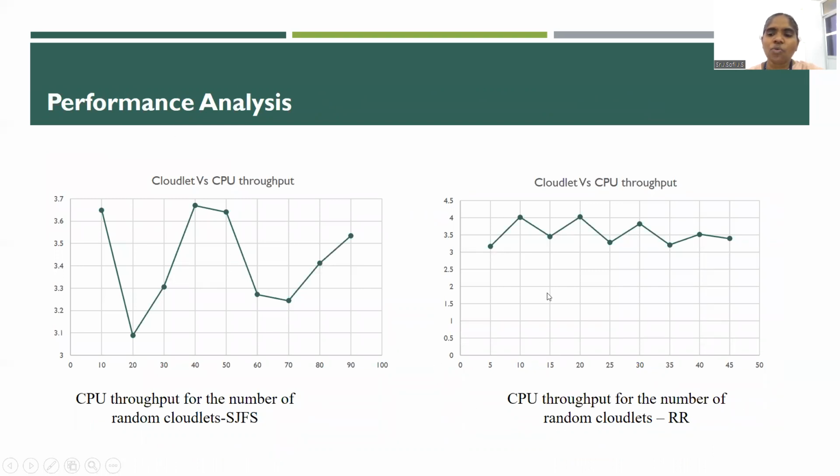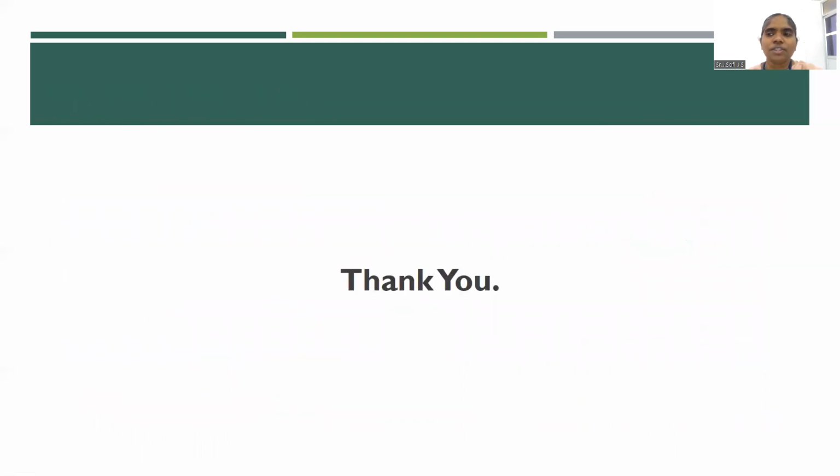So if you see in the round robin method, an equal number of CPUs is utilized for executing the cloudlets. But if you see, at the starting only it was high, then as per the cloudlets it is getting utilized, the CPU time is getting utilized, so the performance is getting improved in the shortest job first scheduling algorithm compared to the round robin method. So thank you.